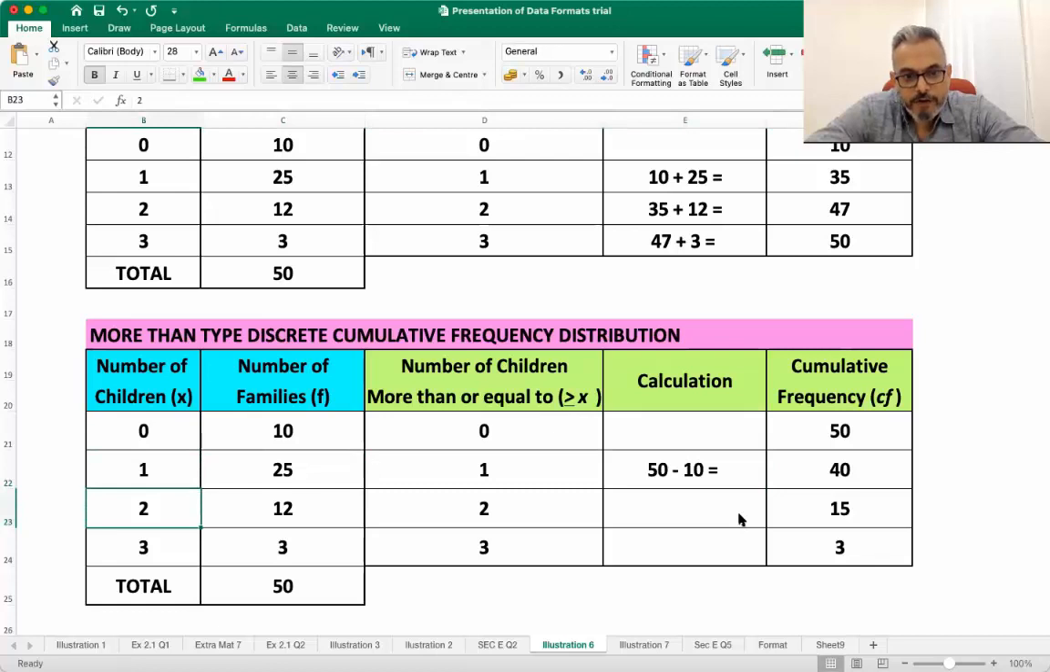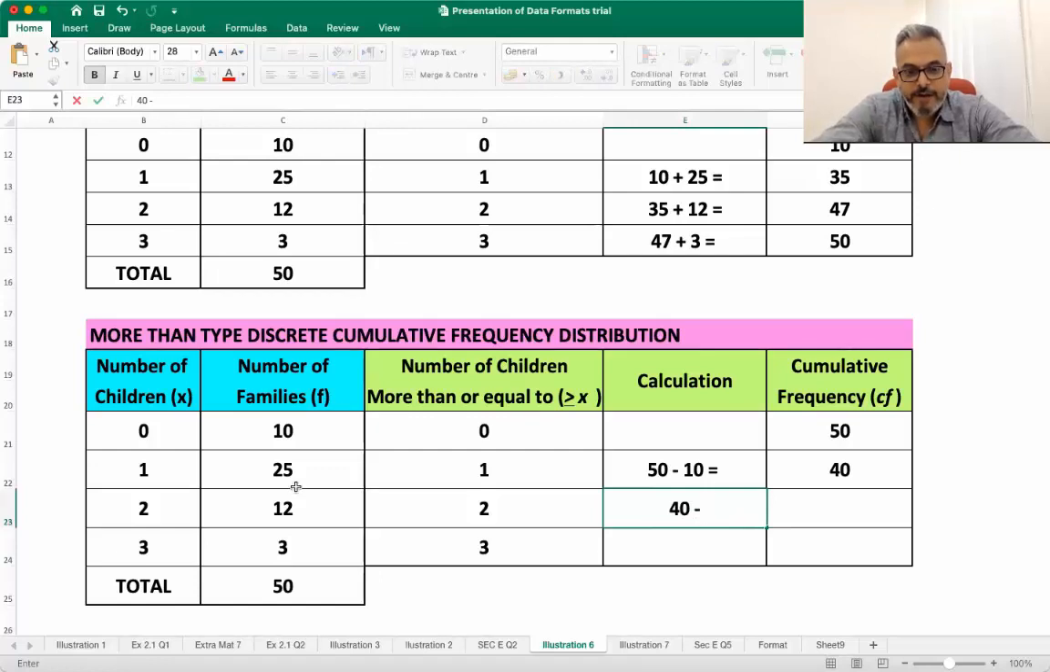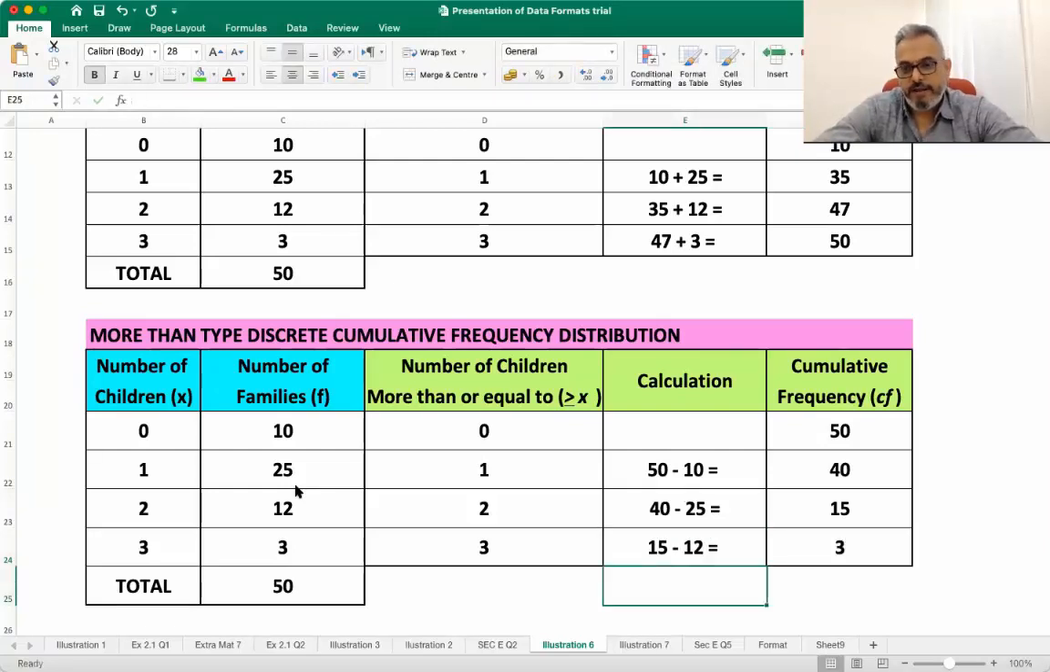Now here we have written 40. I'll delete this. Now more than or equal to 2, that is, take 12 plus 3, or from 50 subtract 10 and also subtract 25. So directly from 40 we subtracted this 25, which is equal to 15, and then from 15 we subtracted 12, which is equal to 3.